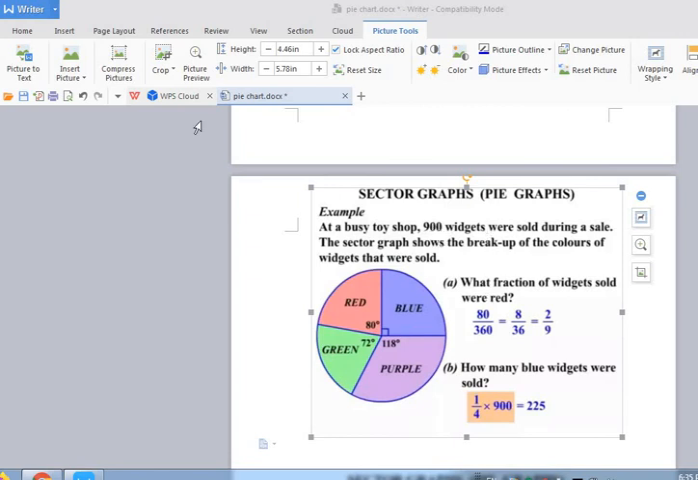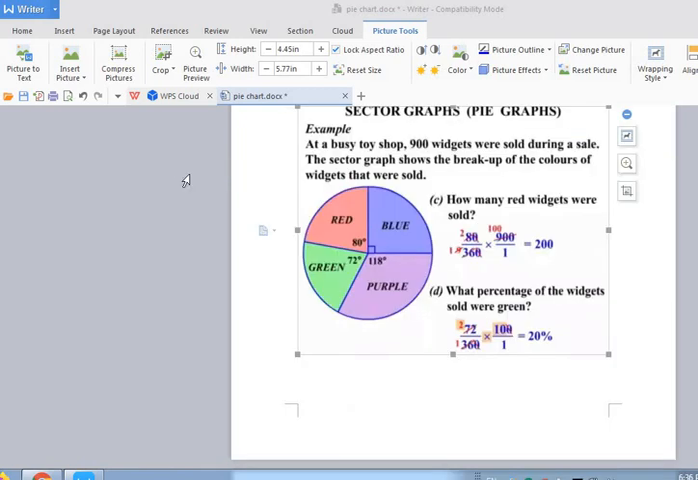Okay, moving to another point. How many red widgets were sold? I have here the red, 80 degrees. I want to know the fraction. So 80 degrees over what? Yes, over 360, the total.